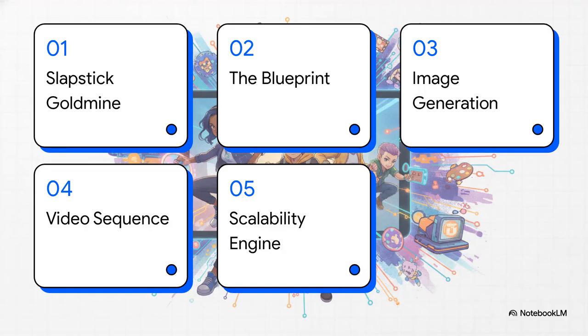Okay, real quick, here is our roadmap for today's explainer. Number 1, the viral slapstick goldmine. 2, generating the blueprint. 3, the image generation process. 4, the video animation sequence. And finally, number 5, the content scalability engine.